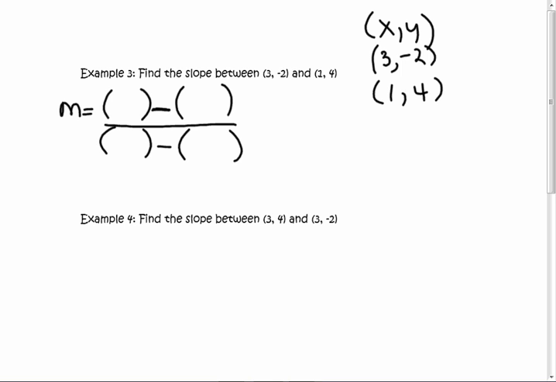Then you do the arithmetic. So that's correct. Perfect. Yeah, just subtract. What's 4 minus minus 2?